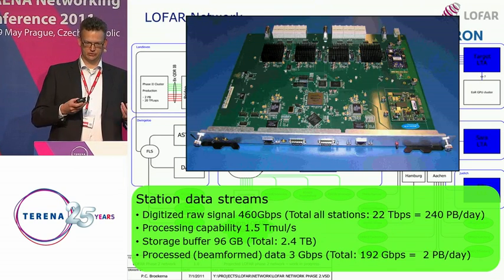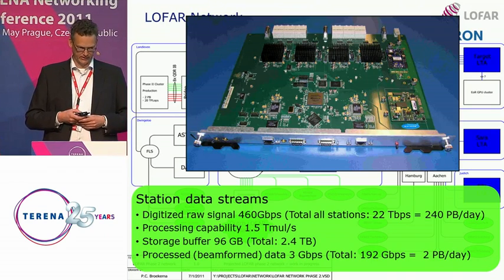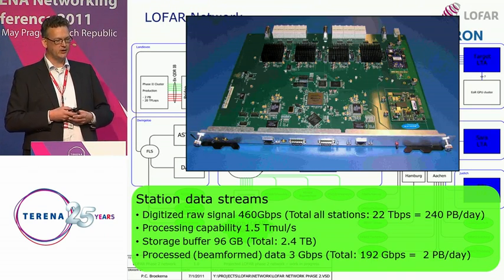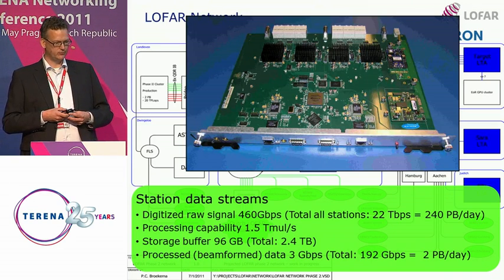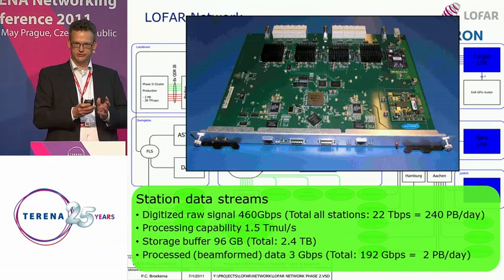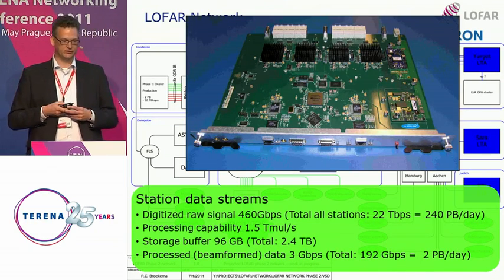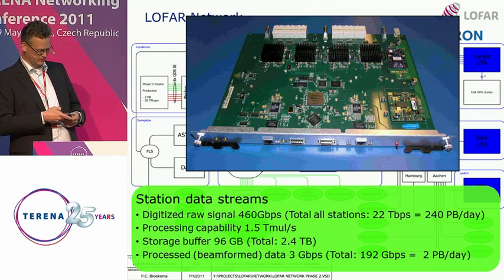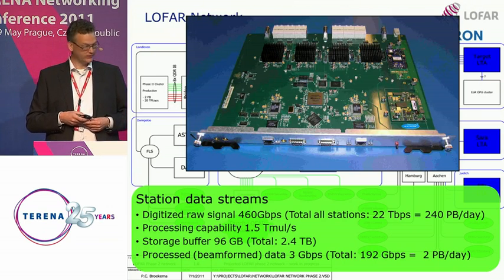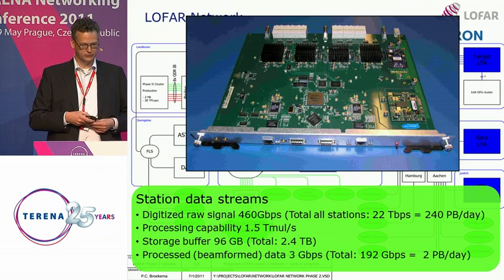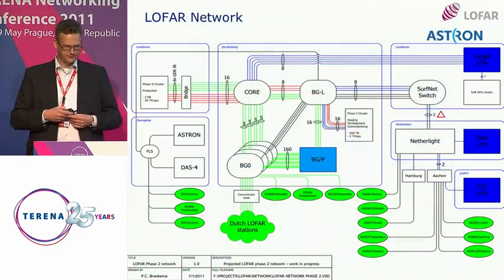So if you would add it up, it would amount to 240 petabytes per day. That we cannot collect or store in any way. So we have at the station level already a first processing facility and the storage buffers, which I've mentioned before. And the processing is basically to form beams, to select data for a certain area of the sky. After the beamforming, we still have quite a lot of data, but per station we have 3 gigabits per second. In total for our stations, close to 200 gigabit per second we can collect. That is sent to Groningen.